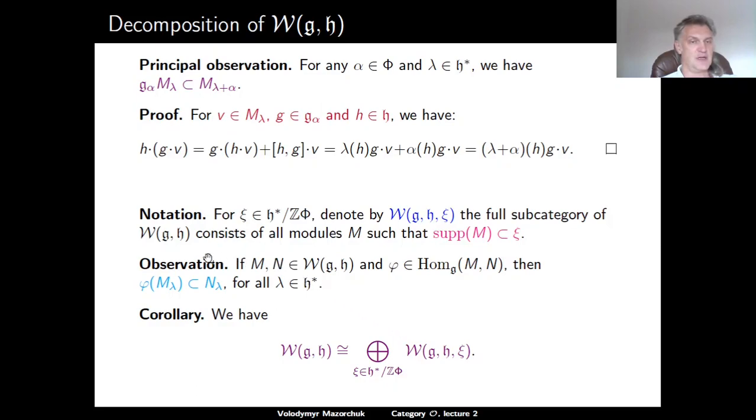So in particular, this observation says that there are no homomorphisms between modules in different subcategories, and the principal observation says that if we start from one particular weight space, then the G module generated by that weight space will belong to one of these direct summands. This implies existence of such a decomposition.